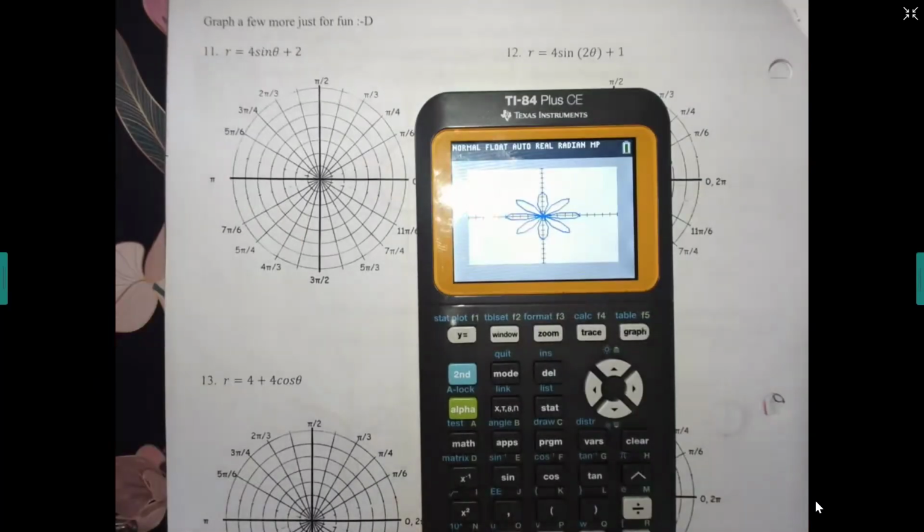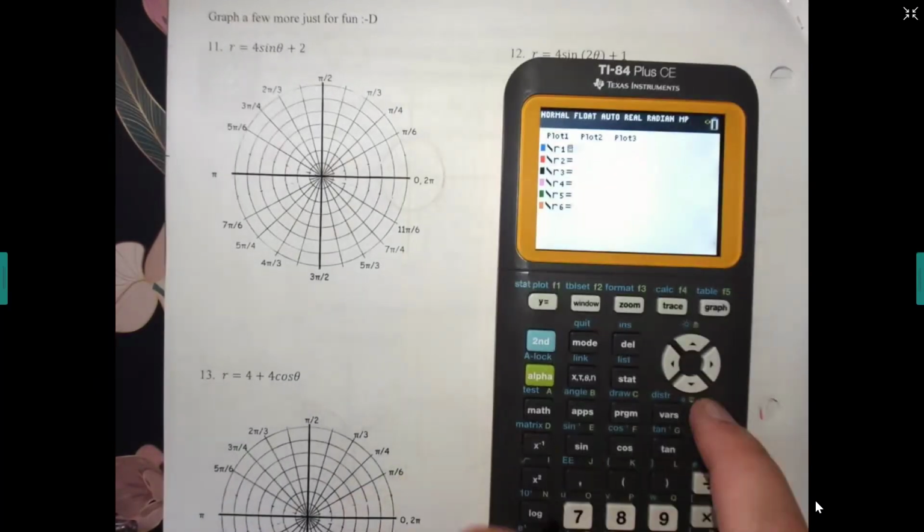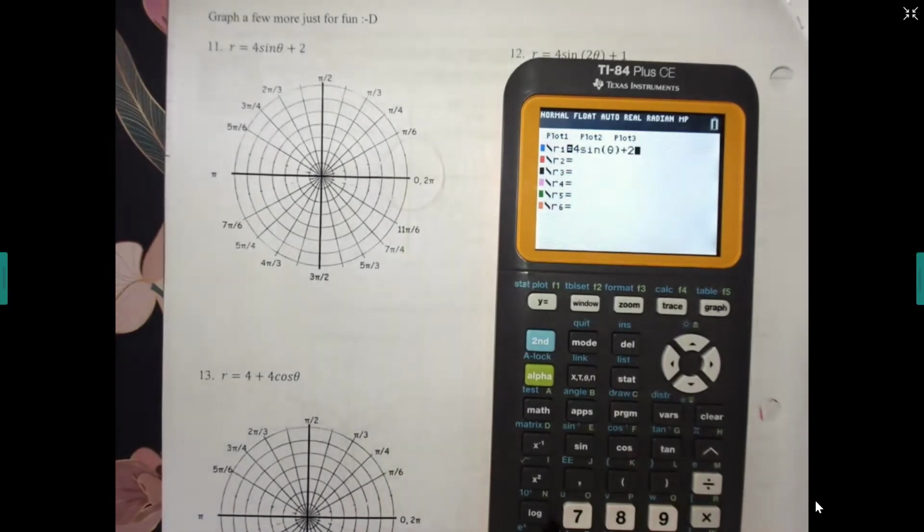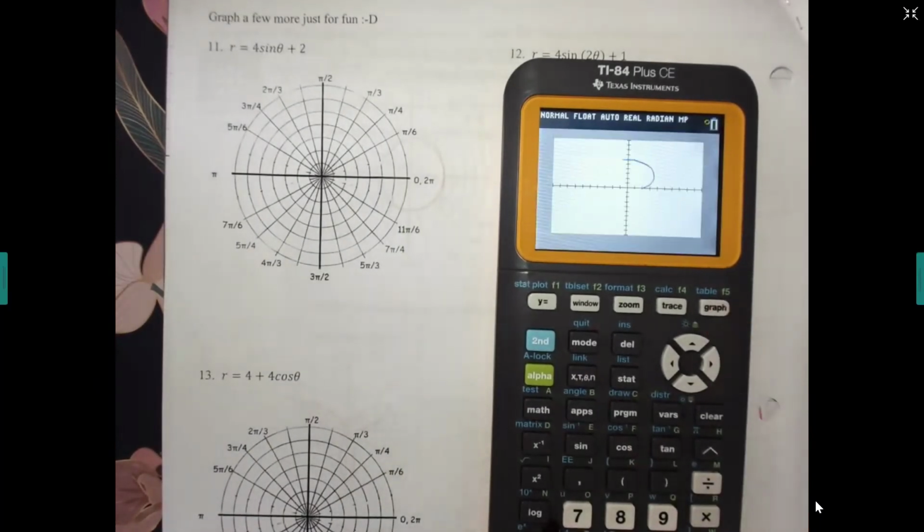Go ahead and type in number 11. We want 4 sine theta plus 2. Then go ahead and hit graph. Okay, we're going to call this a lily pad.